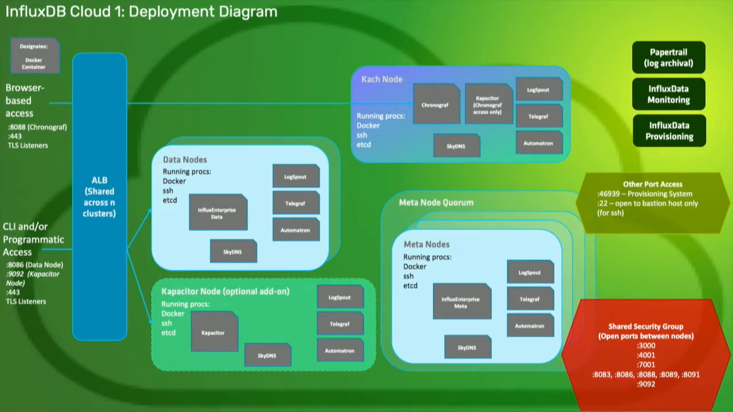Each individual clustered instance is secured within its own security group, and the nodes have visibility only to themselves within that security group through the ports that we've specified there. And then the only other thing that we've done is for support purposes, we have SSH access available through a Bastion host. So if support needs to get on those machines for any reason, they can do that. So that's the rough layout of what we have deployed.